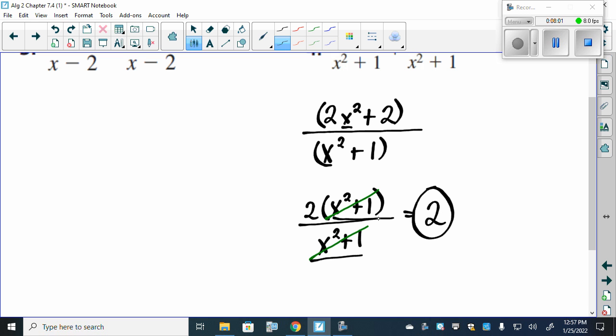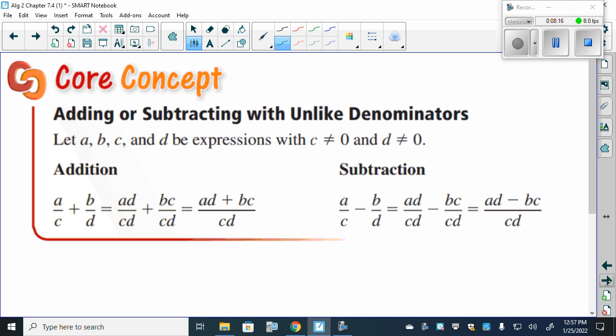Any questions on this here? We like addition and subtraction so far? Well, this works out very nice if the denominators are what? The same. Well, the denominators are not always going to be the same. Now, if the denominators are not the same, what we need to do is actually make them be the same.